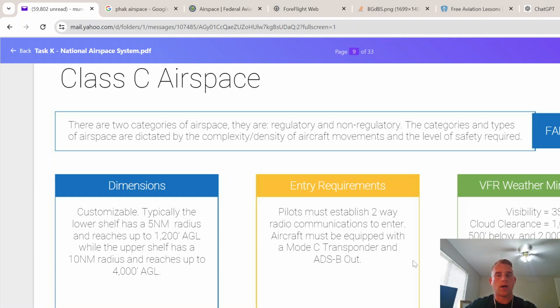Okay, entry requirements. What's some of the equipment that you need in order to enter Class Charlie airspace? You need a Mode C transponder, ADS-B out, and two-way radio. In order to enter Class Charlie airspace, pilots must establish two-way radio communications to enter. So what does that look like? What does that sound like? That means that you need to have your tail number recited back to you.